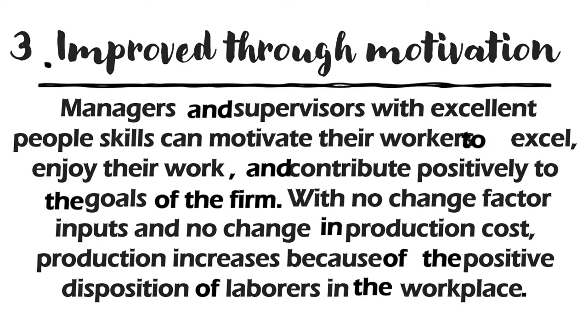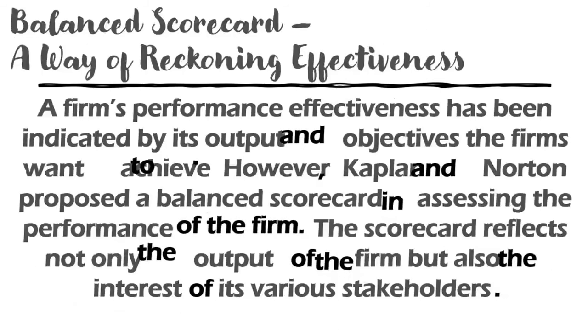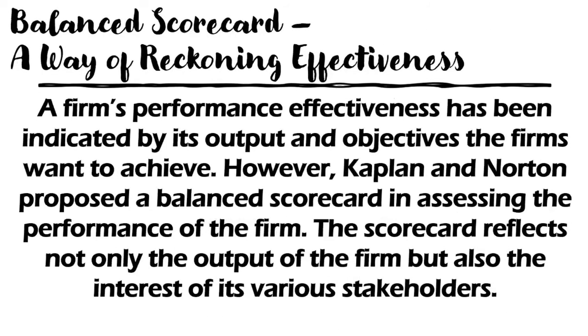Okay? Then next is we have here the balance scorecard, a way of reckoning effectiveness. A firm's performance effectiveness has been indicated by its output and objectives the firms want to achieve. However, Kaplan and Norton propose a balanced scorecard in assessing the performance of the firm. The scorecard reflects not only the output of the firm but also the interest of its various stakeholders.